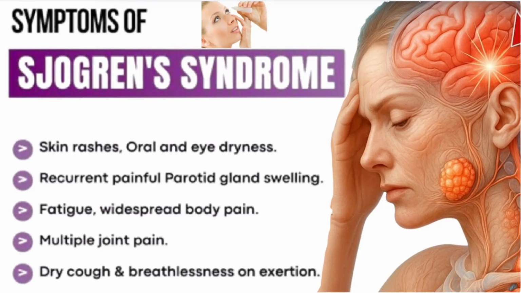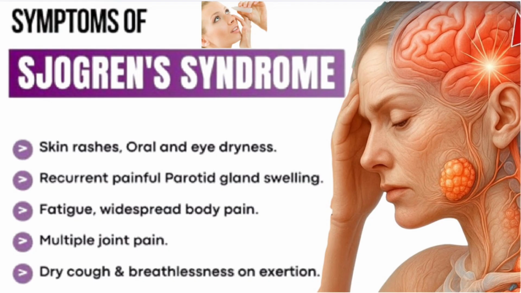Today, let's understand a fascinating autoimmune condition, Sjögren's syndrome, also known as autoimmune exocrinopathy. It's one of the most common but often under-recognized connective tissue diseases. We'll explore what it is, why it happens, how it presents, and what every clinician should remember in practice.